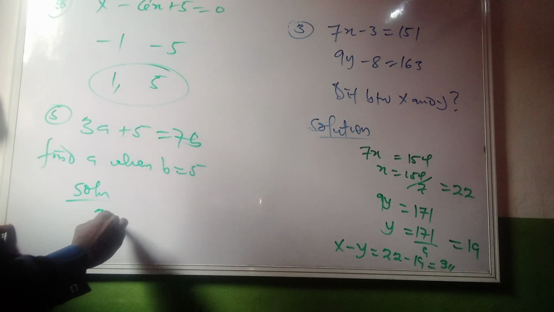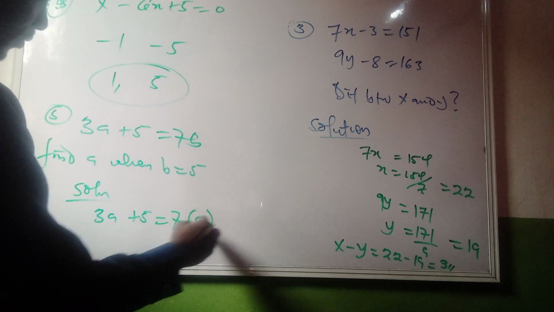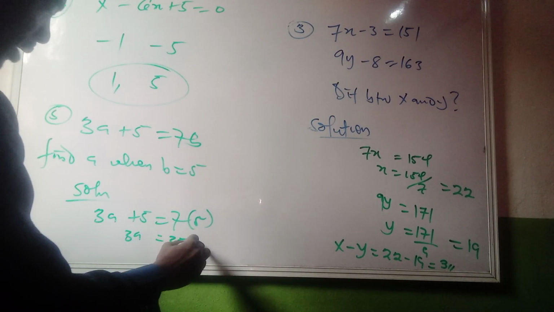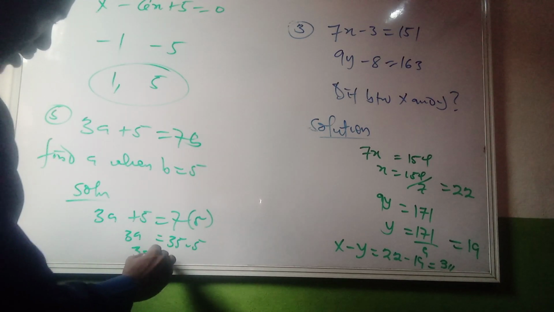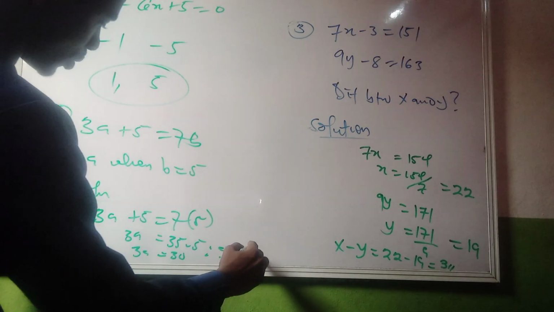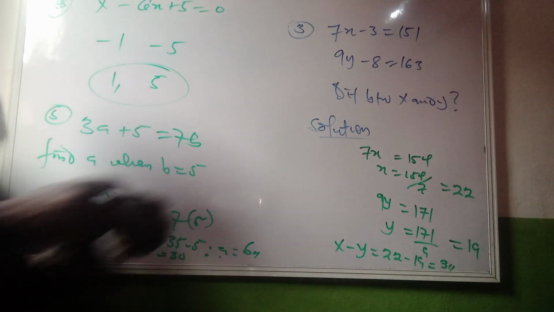For the solution, whenever we have b, we put 5. So we have 3a plus 5 is equal to 7 into 5. So we have 3a is equal to 35 minus 5. We have 3a equal to 30, where a equals 6 by dividing both sides. That is that for this.